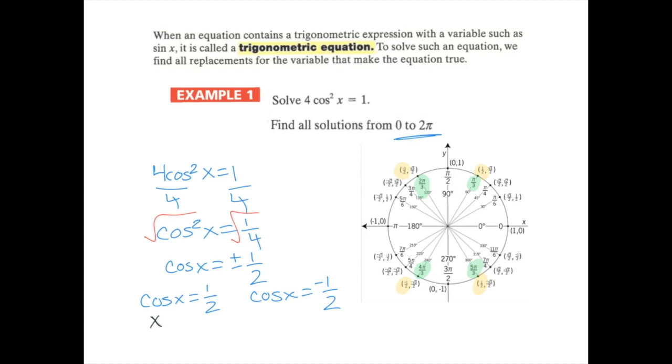So for positive 1/2, I see that my angle measurements could either be pi over 3 or 5 pi over 3, since that's where cosine is positive. And then for negative 1/2, I see my angles could be 2 pi over 3 and 4 pi over 3. So we have 4 different angles that satisfy this. And we do want to list all of these solutions because it asks us to find all solutions from 0 to 2 pi. So you can see how helpful it is to have the unit circle when working through trigonometric equations.